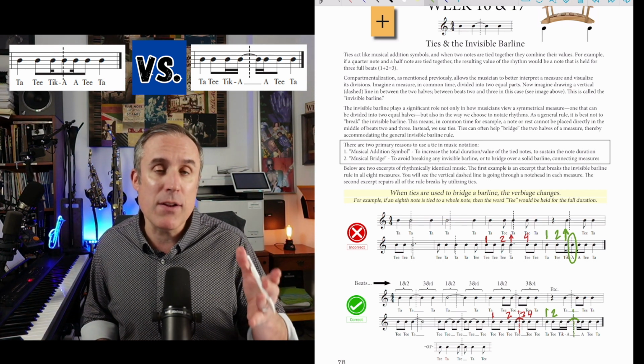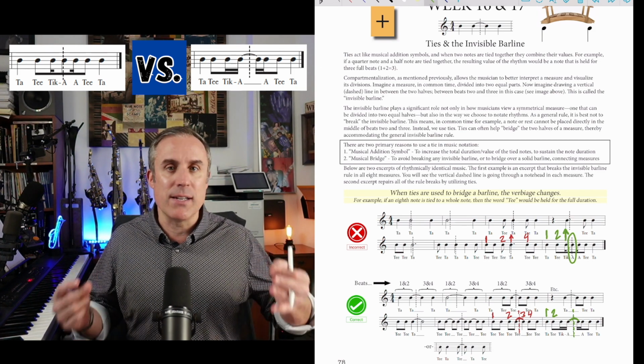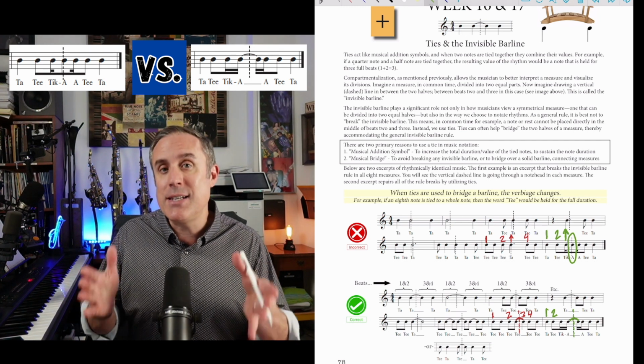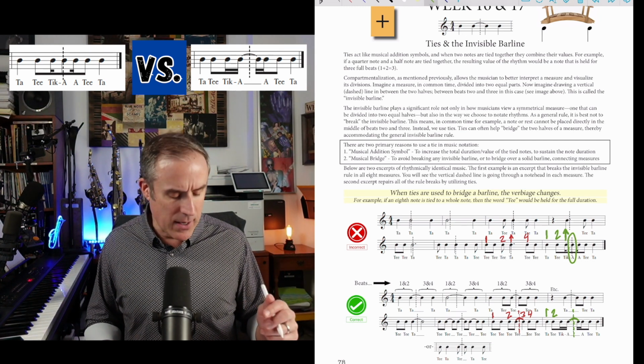And on beat 3 is also the same rhythm, ti-ka-ti, ti-ka-ti, ti-ka-ti, ti-ka-ti. The only difference is I won't be saying ti because of the previous tie, and I'll demonstrate what that sounds like in a moment.